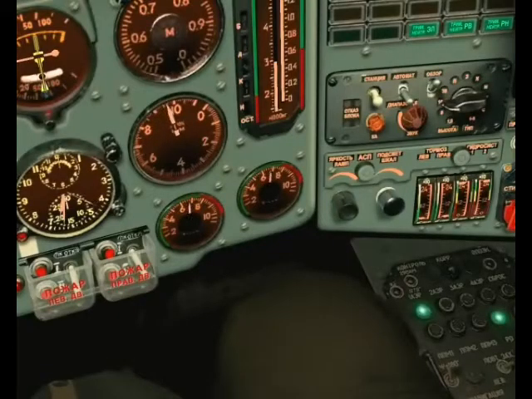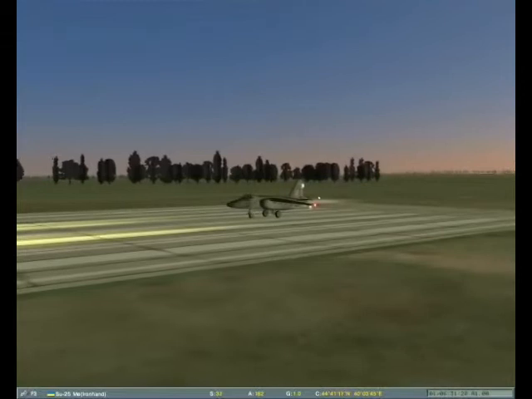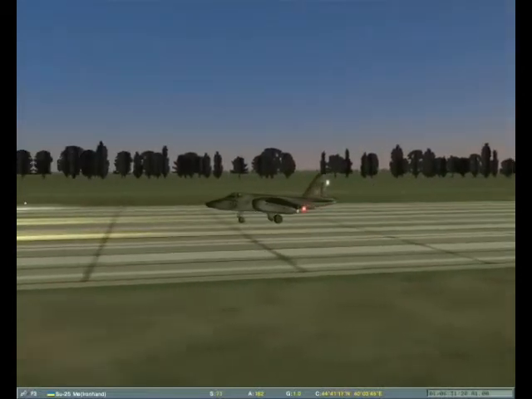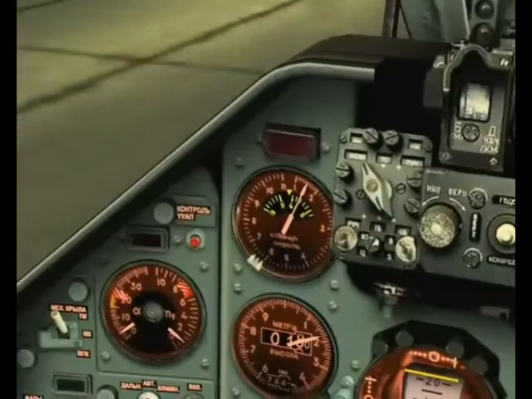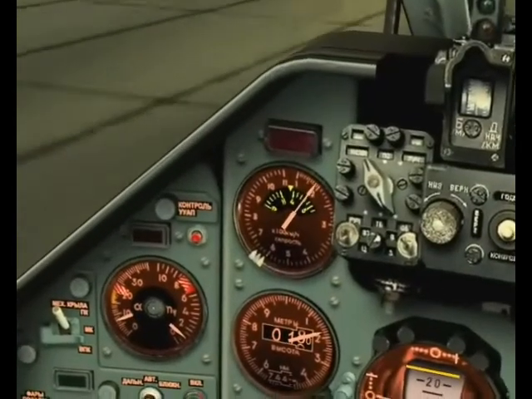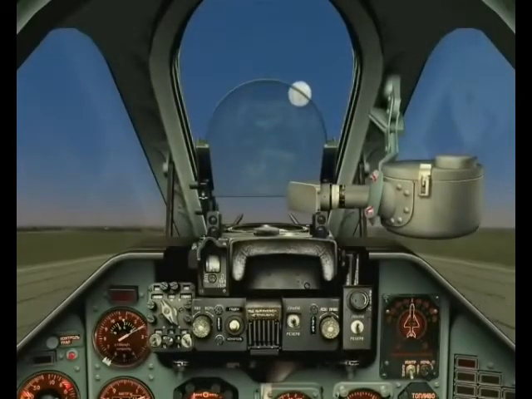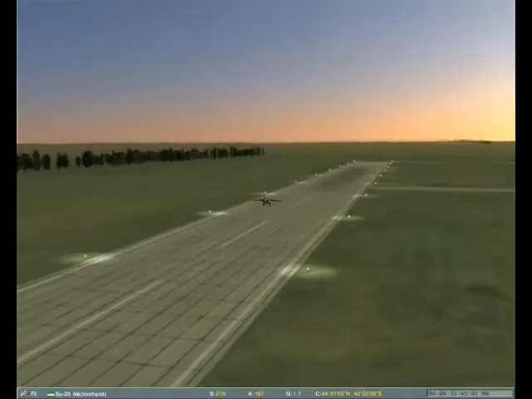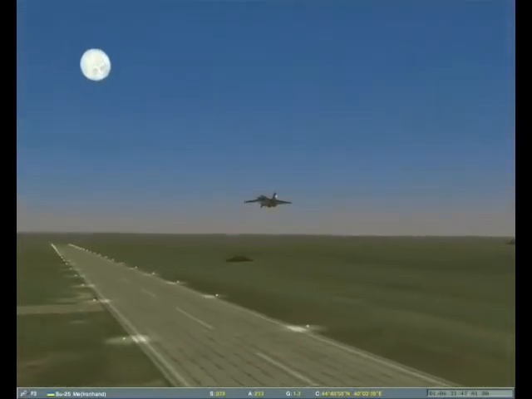Okay, powering up. Gauge is holding steady. Check our airspeed. And we're airborne. I'm going to hold this course while we climb to our altitude.